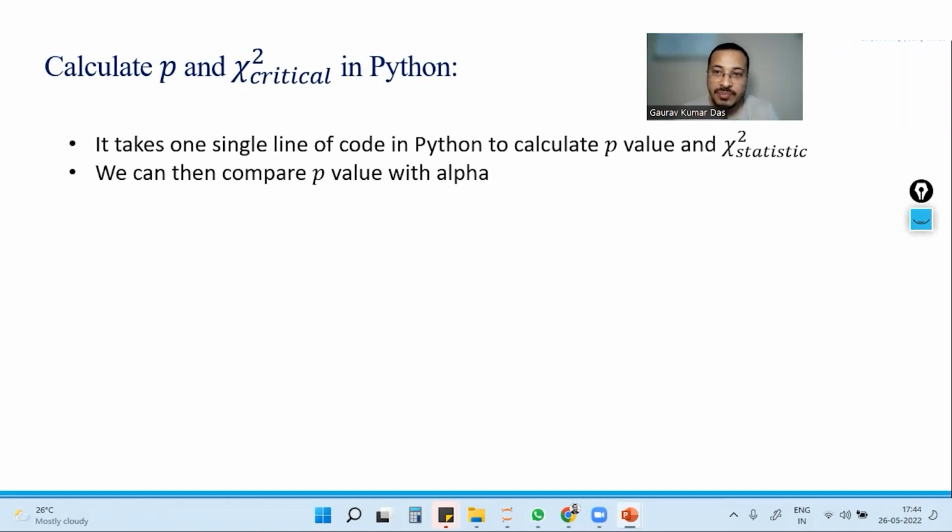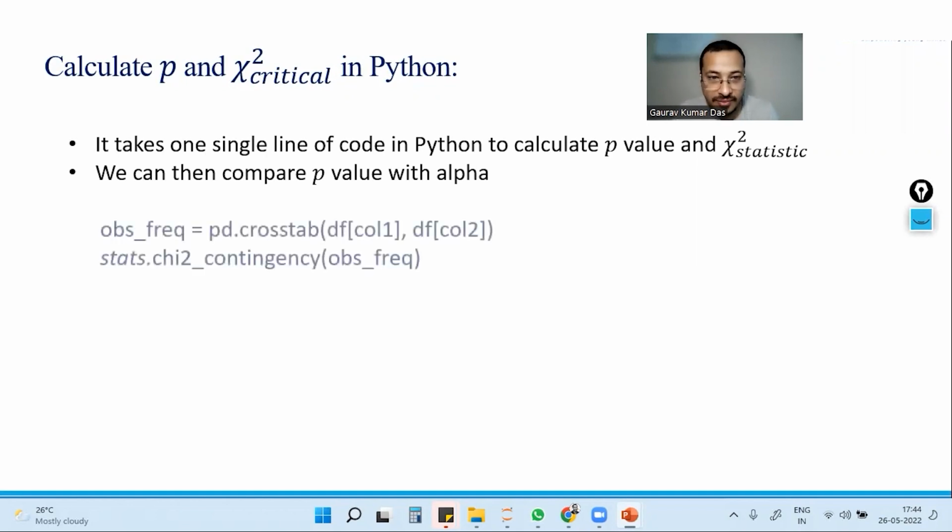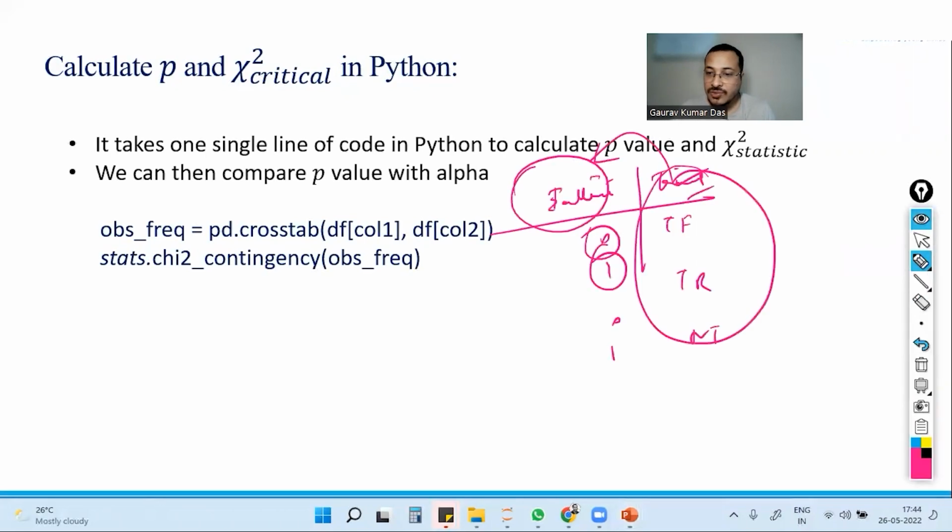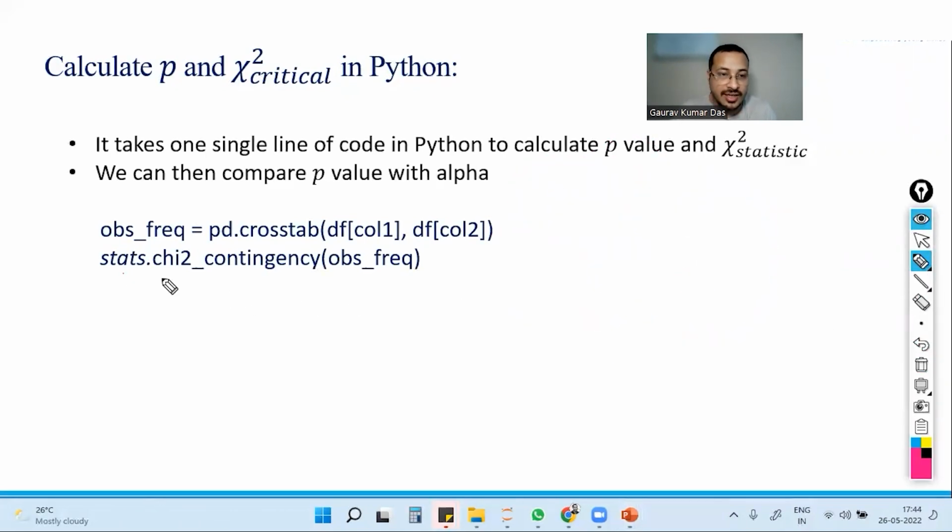Once we have the p-value, we can compare it with the alpha value. So how do we do it? We use a function for the chi-square statistic, which is called stats.chi2_contingency. This function requires only one parameter, and the parameter is the observed frequencies, the matrix of the observed frequencies.